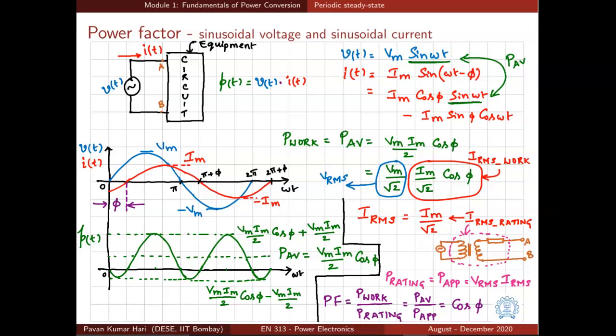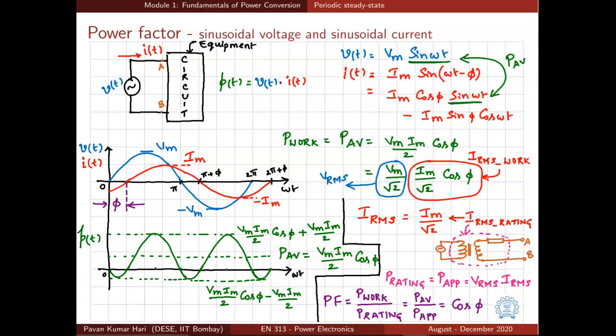And how does the power waveform look like? The instantaneous power waveform also looks like a sinusoid because it is a product of voltage and current, and voltage and current both are sinusoidal, and the power waveform is shown in green color. We know that the average value of this power P AV is equal to Vm Im by 2 cos phi. It can also be derived mathematically by integrating this waveform over one period.